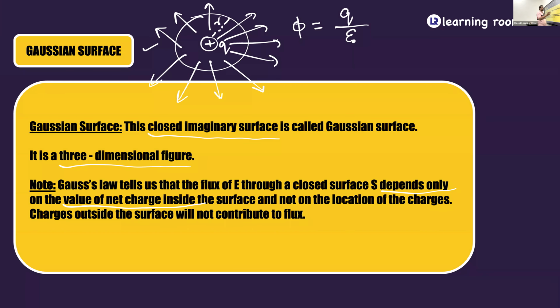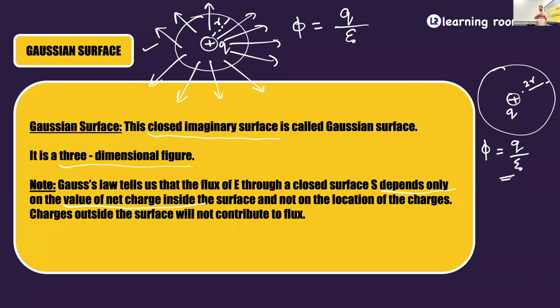If I increase the radius from R to 2R, then what should be the value of flux? It should be the same value, right? It is Q divided by epsilon naught.